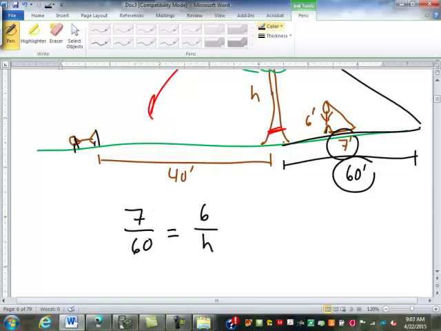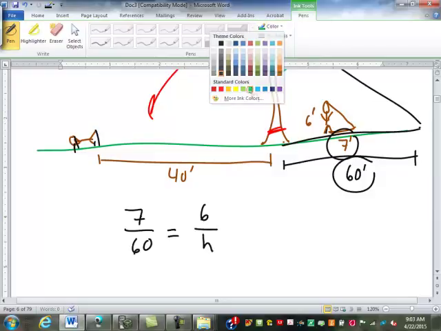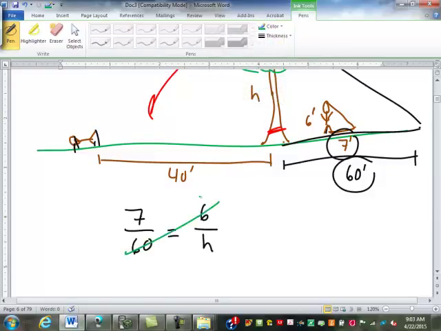If we cross multiply and divide, 60 times 6 is 360. Divided by 7 is going to give us 51.42857143 feet, approximately. So what does that say about Cody?